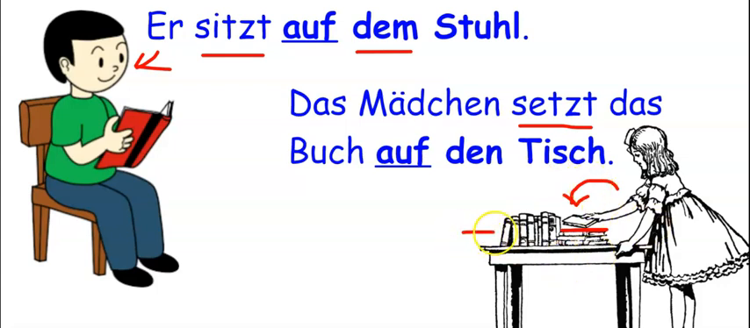Now, these books, diese Bücher sind auf dem Tisch. They are already on the table. But this one is not. So, not quite there yet, almost.